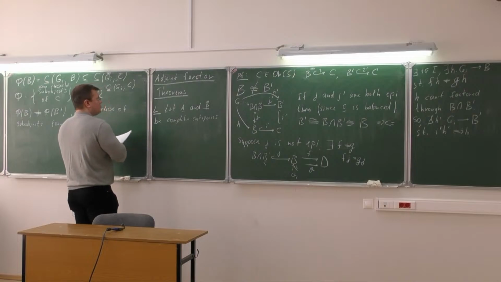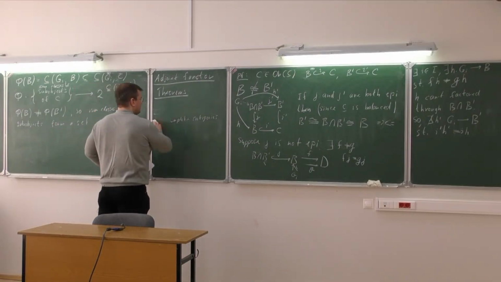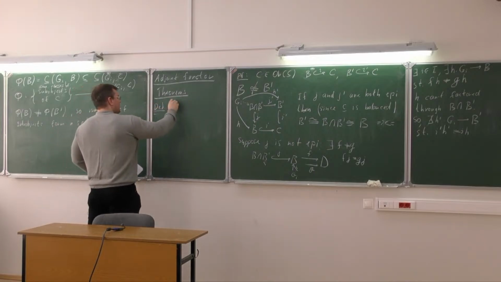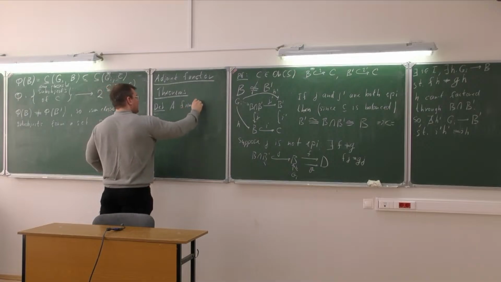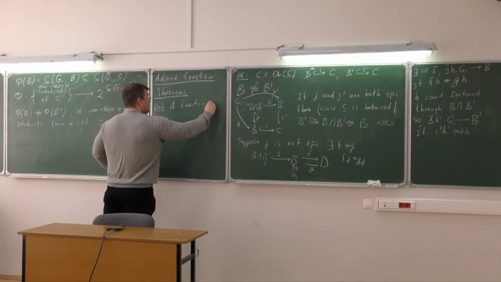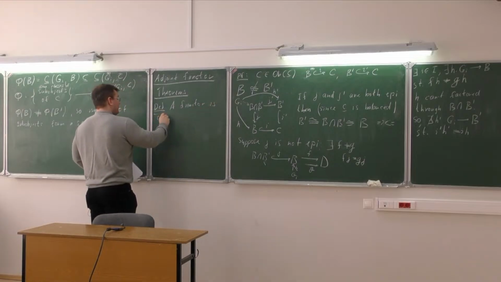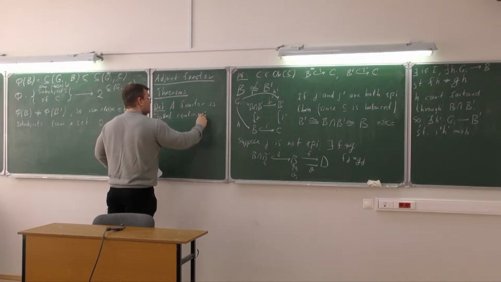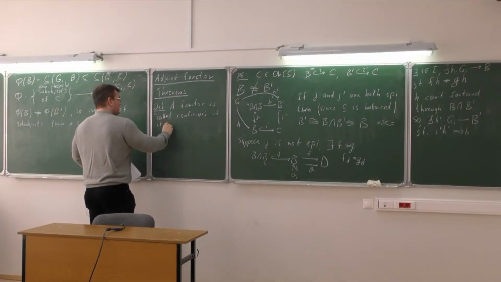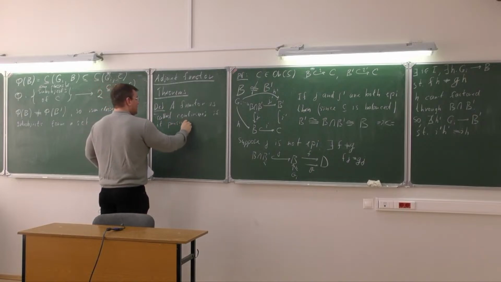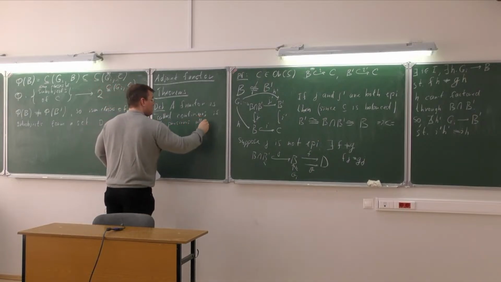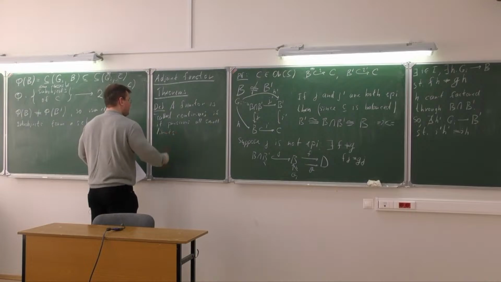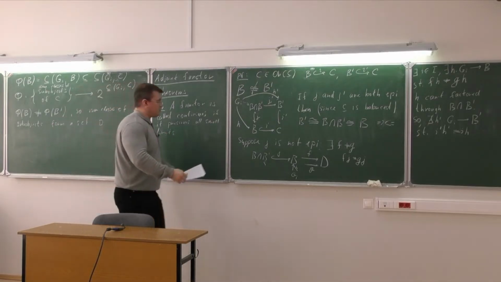Well, I didn't introduce the notion of continuous functor, so let me write this as a definition before the statement. Definition: a functor is called continuous if it preserves all small limits. You can clearly see the analogy with continuous functions.